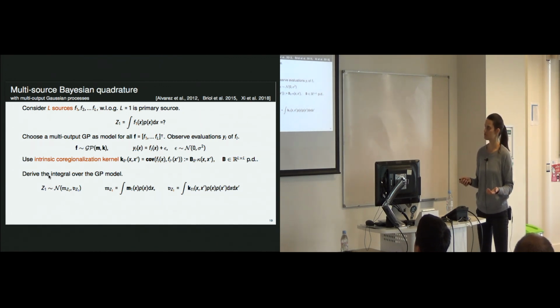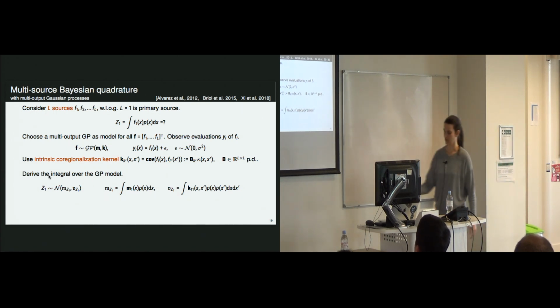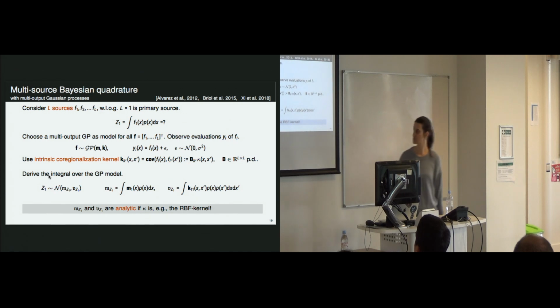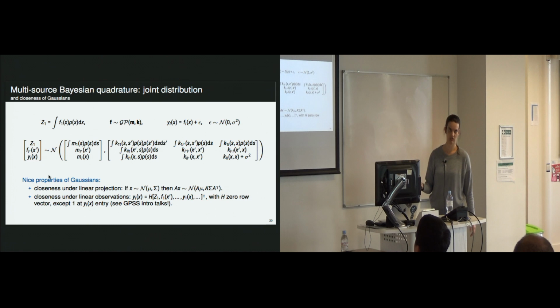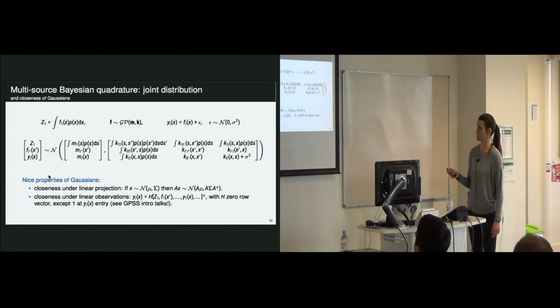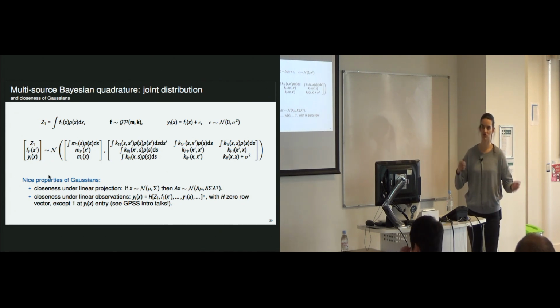You can also again derive the integral over your GP, and you would get a mean, which is the integral over your GP mean, and a variance, which is the double integral over your kernel. And yeah, again, this is analytic if kappa is integrable, and so you can again use an RBF. This is again the joint. And this time it looks exactly identical, but you have little subscripts here for source L prime and L, and then you would observe just one out of those y's at each time, and then you do your formulas, you know, from how to condition Gaussians and get your answer.